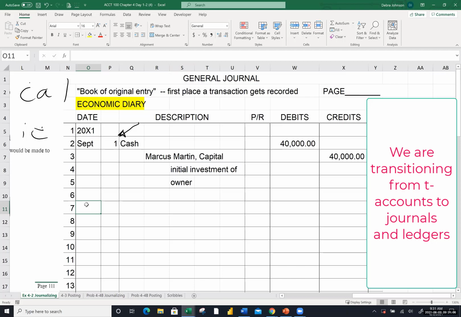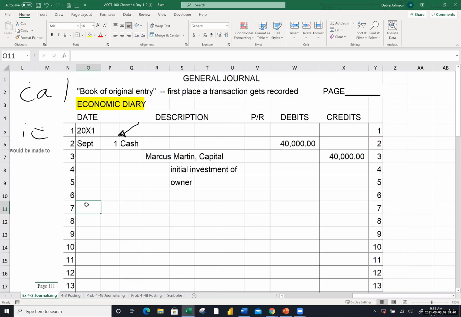So the T account rules, the rules of debits and credits, those are still extremely relevant. We're now carrying them over to a real life document that all companies use. This is the first place a transaction gets recorded. So let me stop. Any questions about that first journal entry? Since this is a brand new company, I'm going to put a 1 up here on the page number. You can type it in. I just wrote mine in. This is page 1. That'll come in handy when I show you how to post.